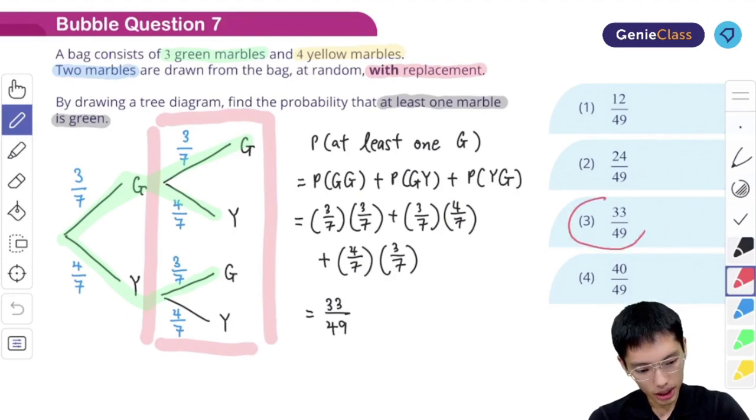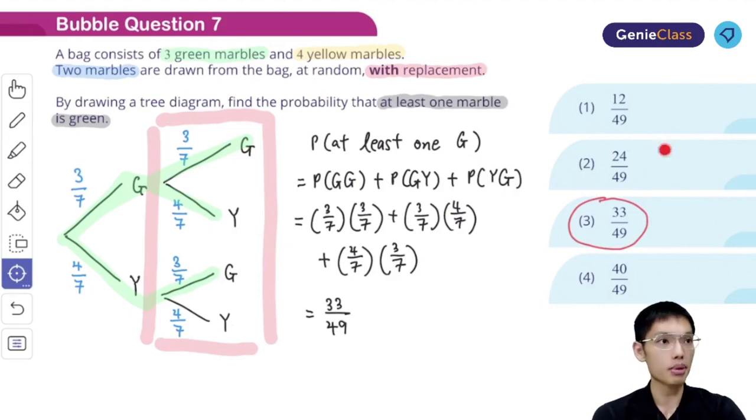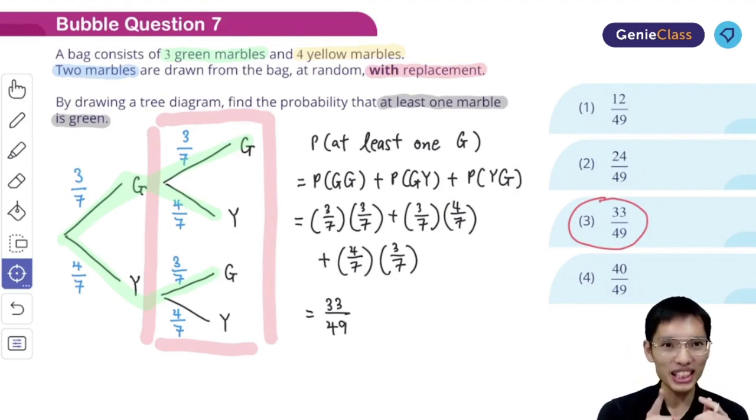Okay, the other option is because you have missed out this branch over here. So that's why I have some people answering option number 2. But don't worry, that's where you know, and that's where we found out. Okay. Last thing, you realize we have gone through with replacement.